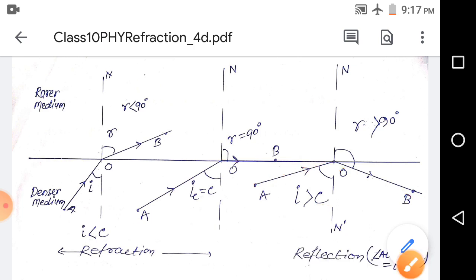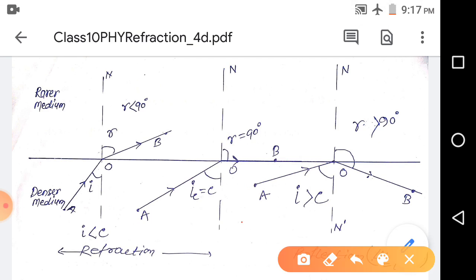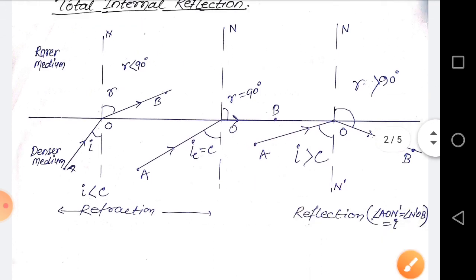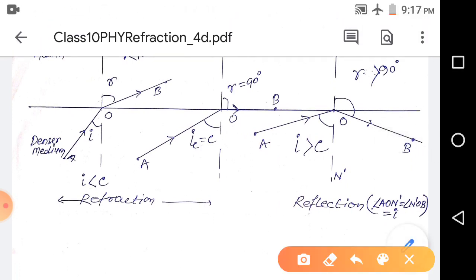So this phenomenon is called total internal reflection. See, for those two figures we have the phenomenon of refraction, and for this figure we have reflection. And here for reflection, angle AON is i, the angle of incidence, and angle NOB is r, the angle of reflection. You know the law of reflection, which says i equals r, that means those two angles are equal.